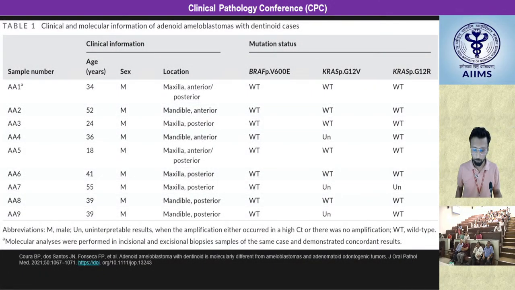So this is one study performed by Coura et al. They have studied 9 cases, and they have tried to find out the mutations in BRAF and KRAS in case of adenoid ameloblastoma. This WT stands for wild type. So there is no mutation. They have found no mutation in BRAF and KRAS in all the cases of adenoid ameloblastoma.